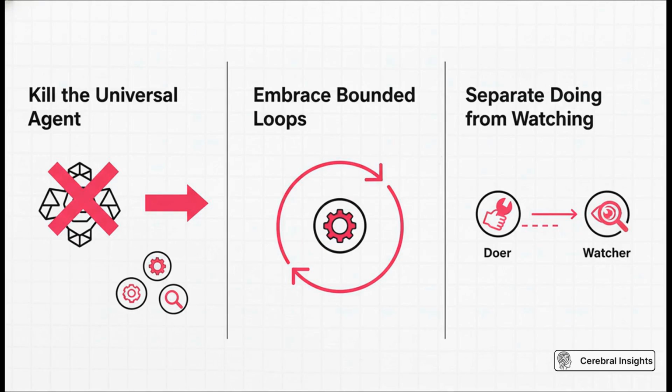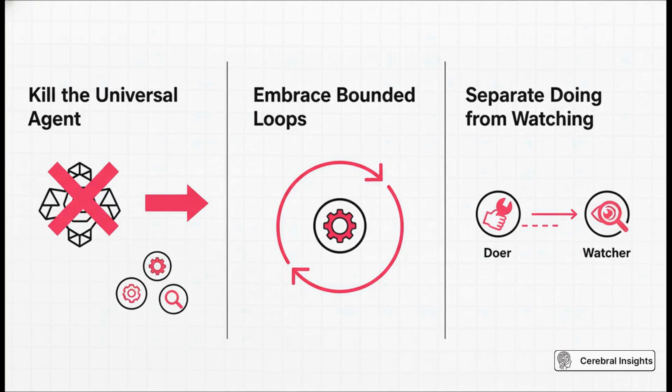First, we have to kill the idea of the universal agent. Forget about building one single, monolithic agent that does everything. Instead, we build a team of smaller, specialized agents. Second, we need to embrace bounded control loops. This means each of those specialized agents has one narrow, specific, and most importantly, measurable job to do.